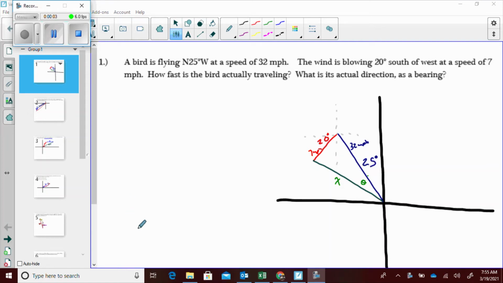All right, guys, today's video, I'm just going to go through how to solve these problems. We already have the diagrams out. We're looking for the actual speed and direction, okay? So we have our 25.